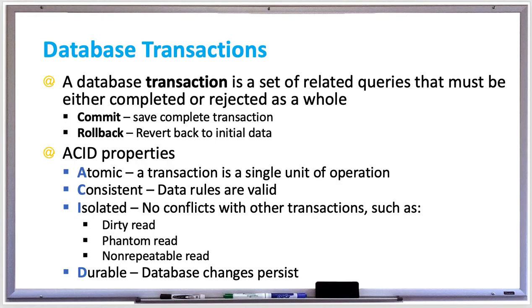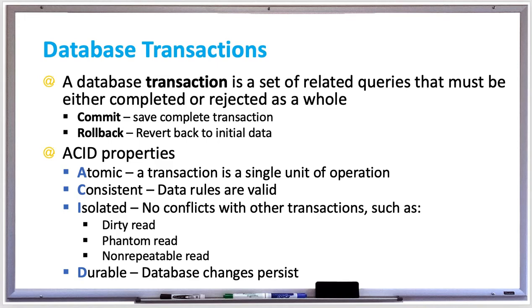Consistent means that all data rules that govern the data must be valid when the transaction is committed, otherwise it rolls back. Isolated means that each transaction is processed without conflicts from other transactions. Transactions are processed concurrently but appear to be executing one at a time.